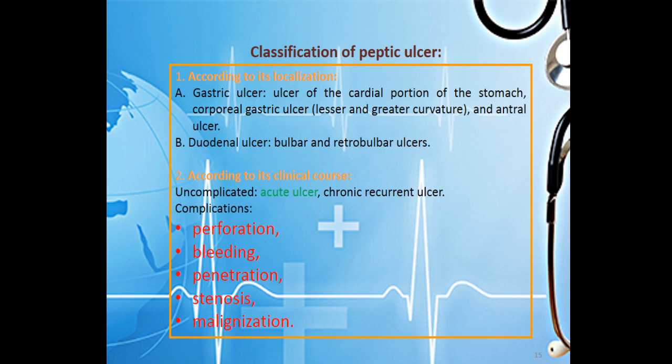Classification according to the localization, of course. So, gastric ulcer could be cardial, maybe corporeal, maybe antral, maybe pylorus. And duodenal ulcer may be bulbar and the lower, retrobulbar ulcers. In classification, of course, we can every time say about complications. And there are 5 very famous complications of ulcers. They are perforation, bleeding, penetration, stenosis, and malignization.